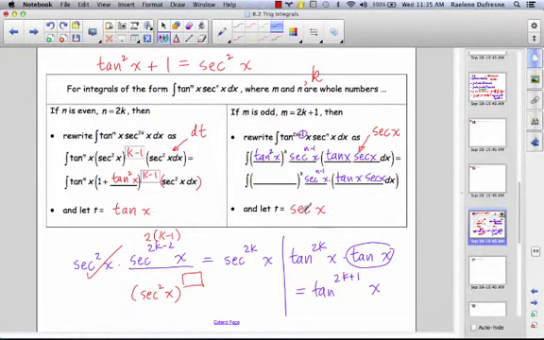However, if we're going to substitute everything except the differential in terms of secant x, we need to replace tangent squared x with secant squared of x minus 1. And then we will be able to do a method of substitution from this rearrangement of the original integral.